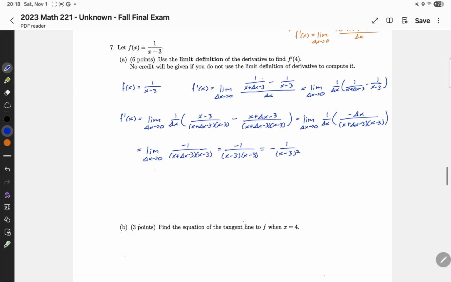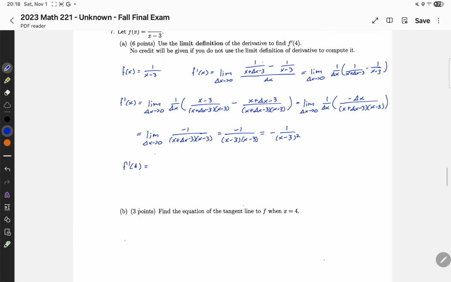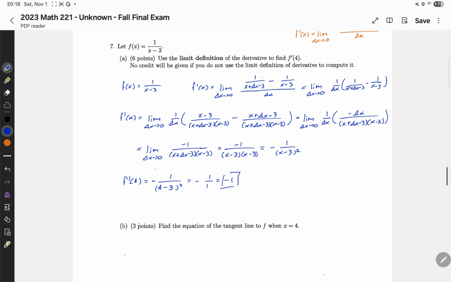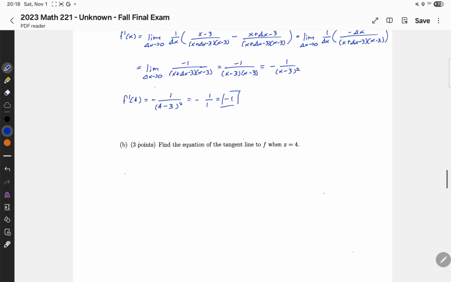Okay, but so now we want to find f prime of 4, right? So f prime of 4 is going to be equal to minus 1 over 4 minus 3, and then square all that. This is minus 1 over 1, which is just minus 1. And that's the answer to part A, I do believe. Yep.